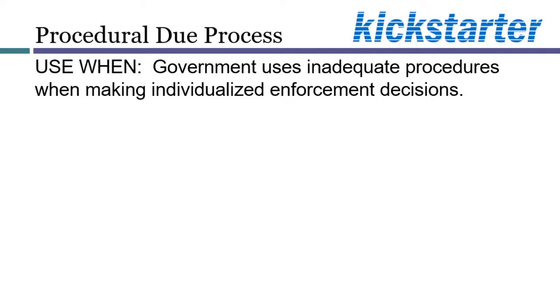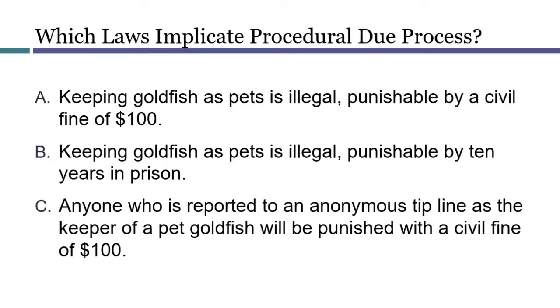Procedural due process asks not whether the government may impose restrictions, but how it goes about enforcing those restrictions against an identified individual. Pause the video for a moment and decide which of these laws would implicate procedural due process. The correct answer is C.